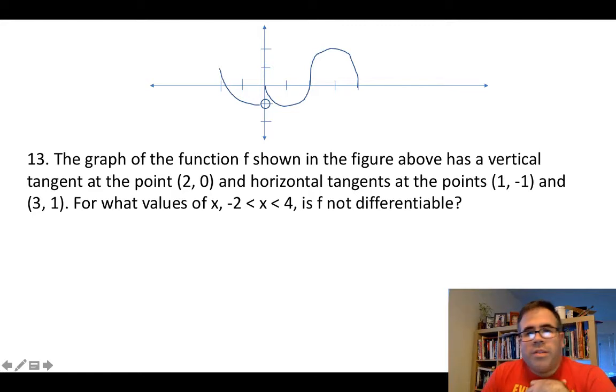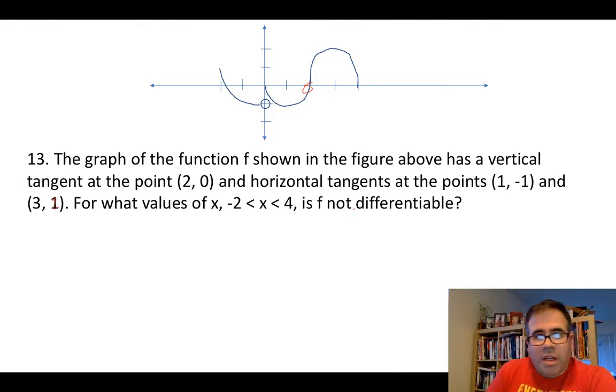Graph function f is shown in the picture above, has a vertical tangent at point (2, 0), so that's this point, and horizontal tangents at the points (1, -1) and (3, 1). I kind of actually messed up. This should be (3, 2) for my drawing. I think that's just a drawing prospect, doesn't actually matter. For what values of x, where x is between -2 and 4, is f not differentiable?